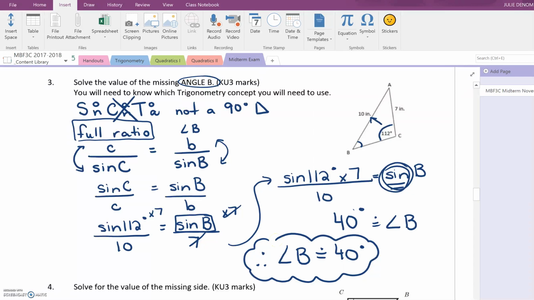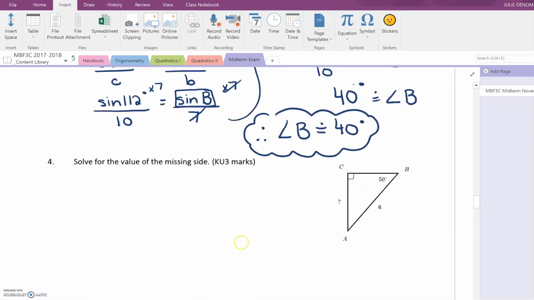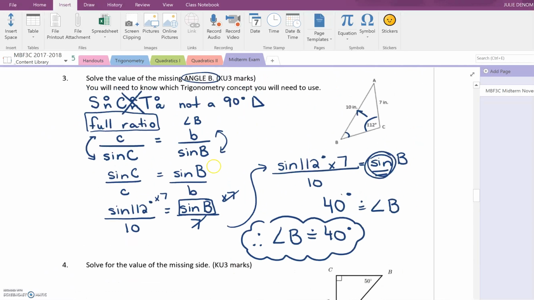Okay, now moving on. Solve for the value of the missing side again. So by the way, question number 3 on your midterm exam will have a question with the sine law, pretty much just like this one. So if you study this and you redo it and you get the right answer, you're okay.